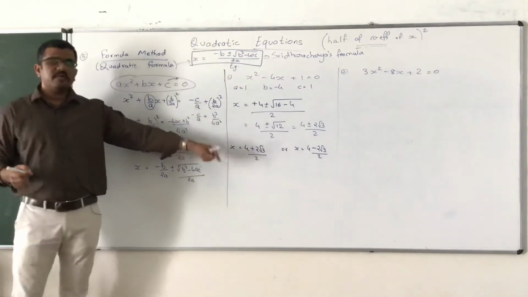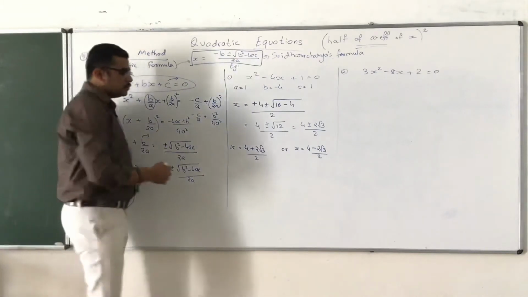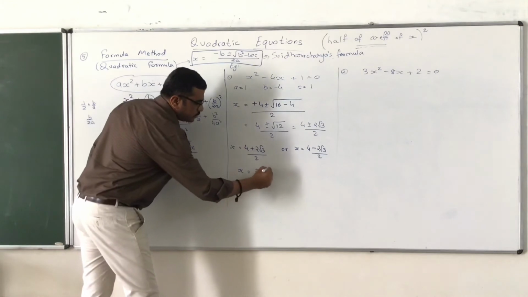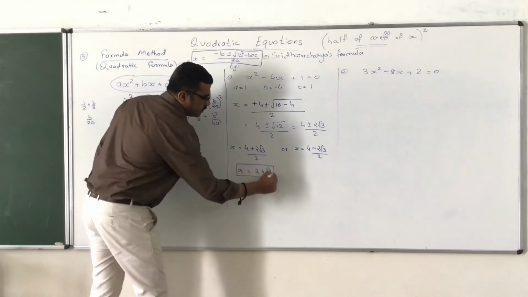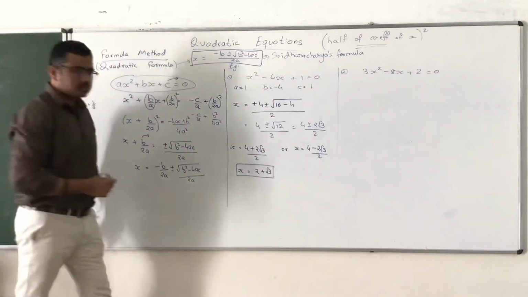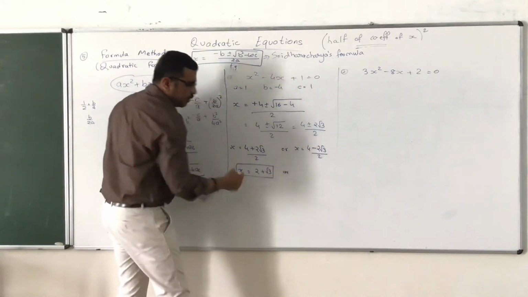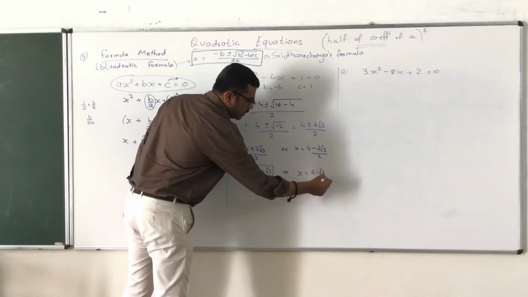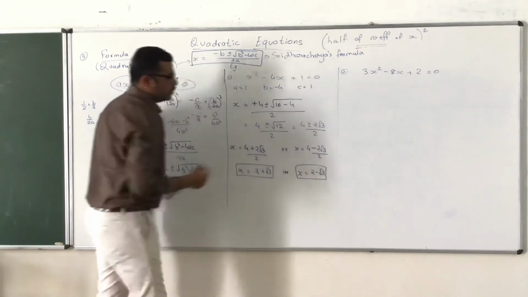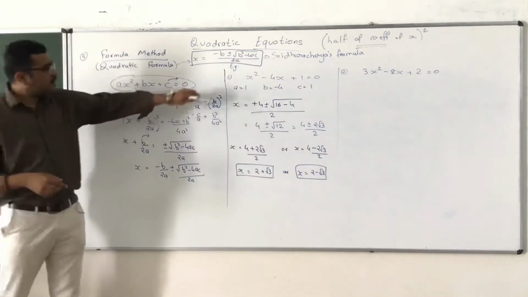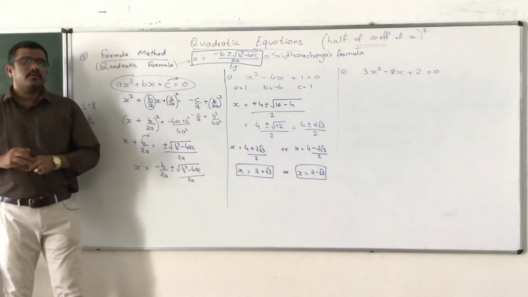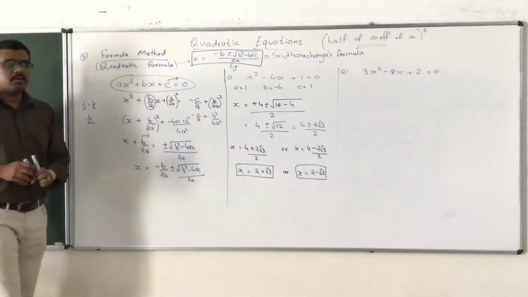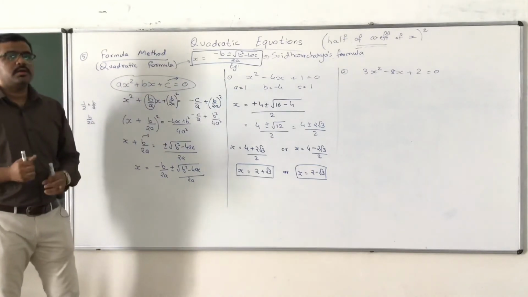Now if we simplify, take out 2 common and reduce it to the simplest form, we have x equals 2 plus root 3 as one of the two solutions, or x equals 2 minus root 3 as the other solution. So this is how we find the solutions of a quadratic equation using the formula. This is called the formula method for solving the quadratic equation.